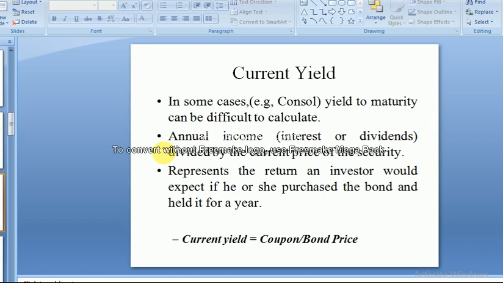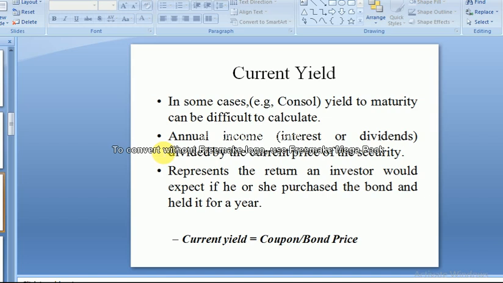So these three things, the par value, the coupon rate and maturity, are fixed. The current yield formula is the annual coupon payments divided by the bond price. In this way we can find out the current yield of the bond.